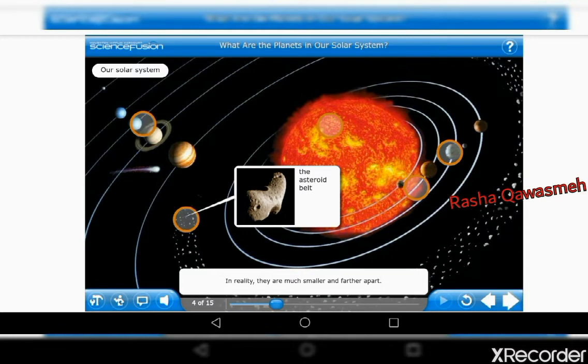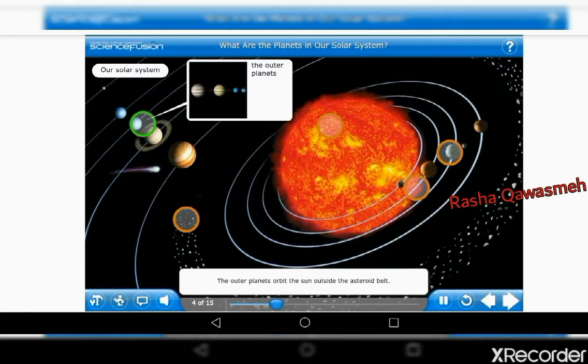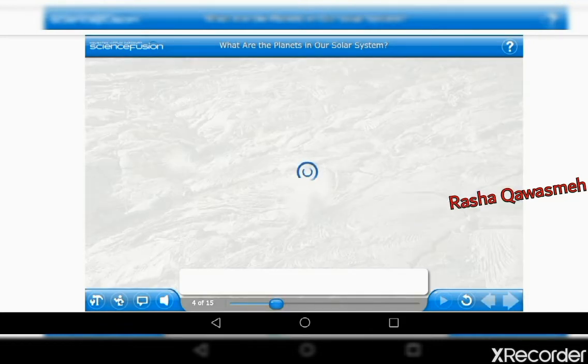Now let's move to the outer planets. The outer planets orbit the sun outside the asteroid belt. They are made mostly of gases and are much larger than the inner planets. Yes, they're far away, much larger, and they're made of gases. And we have other differences. We will see that later.